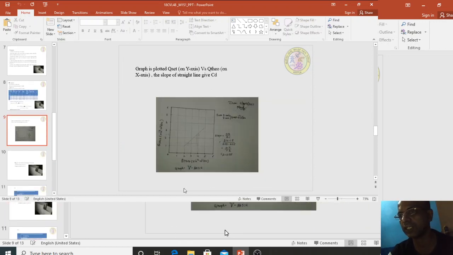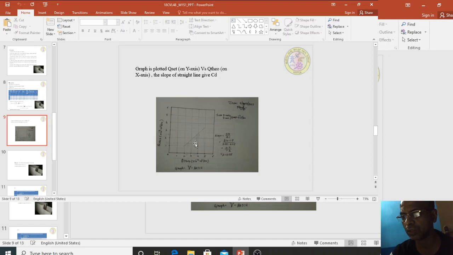Now to validate this theoretical value with a graphical approach, Q theoretical is plotted on the x-axis versus Q actual on the y-axis, with 2 units on each axis equal to 1 × 10 to the power of minus 4 meter cube per second. We will get a straight line graph, and we take the slope of the straight line.